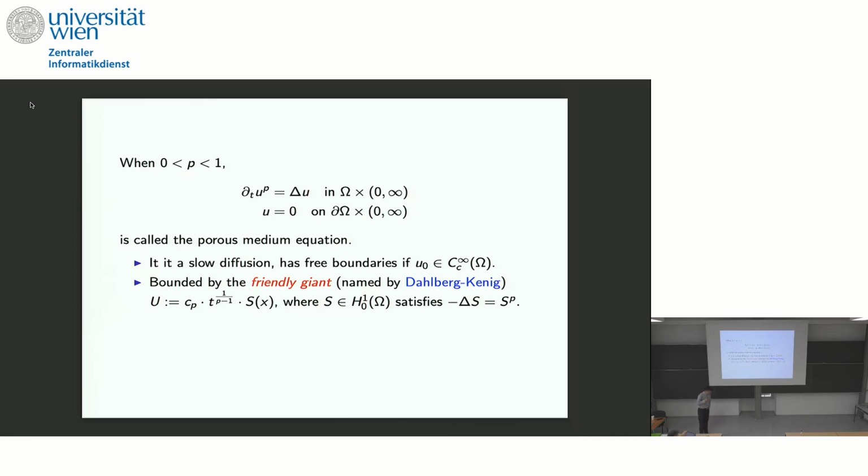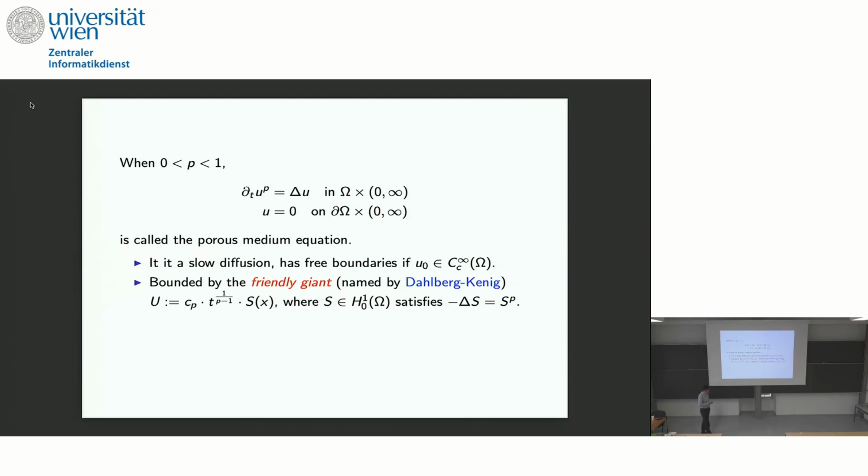Okay. And now p is less than 1. So the power on t is negative. So when t equals 0, it is infinity. So this will bound any initial data. So by the comparison principle, any solution will be bounded by this giant solution. So that's what we call the friendly giant solution.